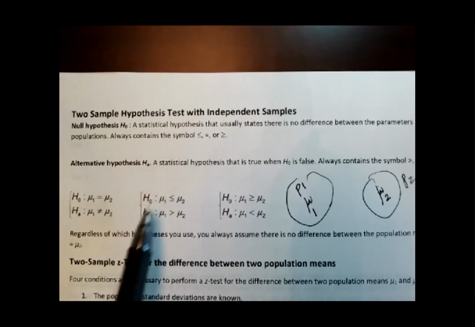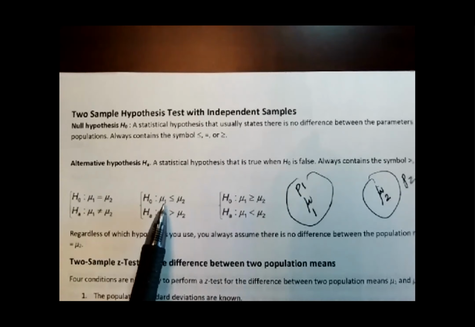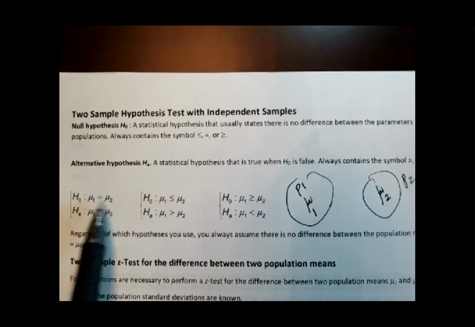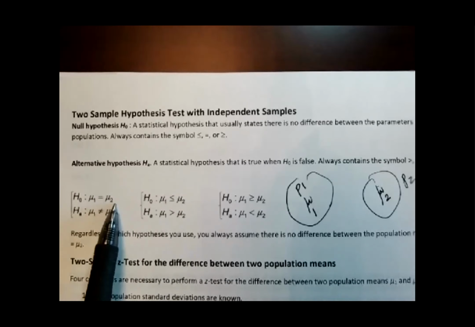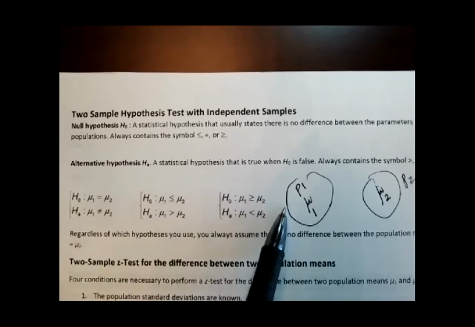is to select one of those. You don't need to think about numbers. There are no numbers on the other side, like in the previous chapter. It's mu1 and mu2. So you just put mu1 on the left, you put mu2 on the right, and then you put the signs. How do you figure out the signs? You will see in the problems. I'm gonna walk you through this.